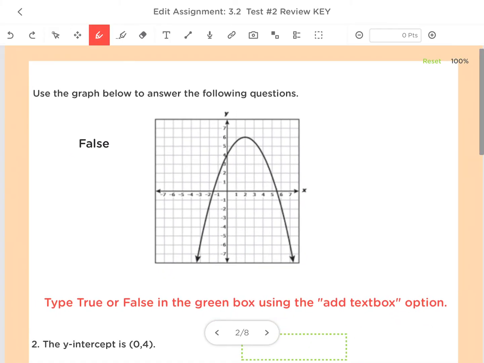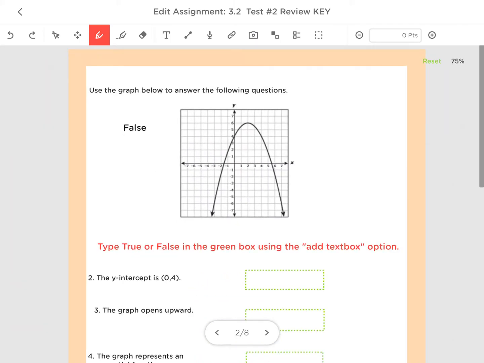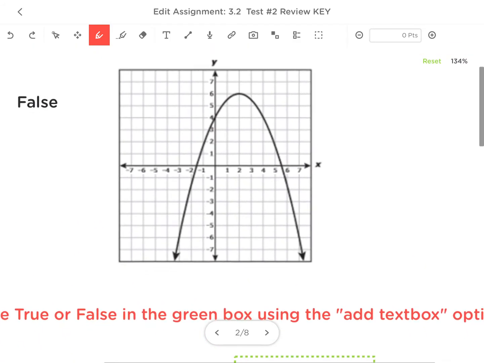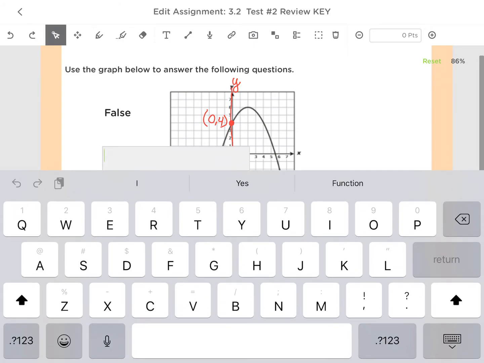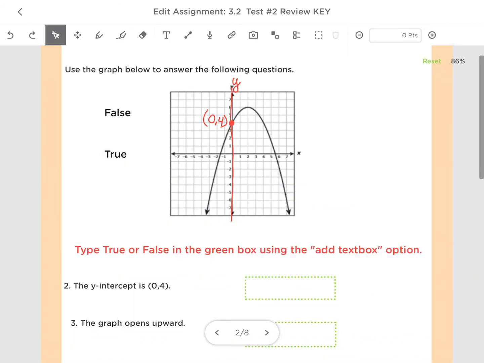It says, use the graph below to answer the following questions. Type true or false in the green box, using the add text box option. First off, it says the y-intercept is 0, 4. Let's zoom in some. We look on the y-axis and we look for the y-intercept. The y-intercept is here. That point is 0, 4. So I'm going to use the text box option, type in true because that is a true statement, and drag it and put it in the box.